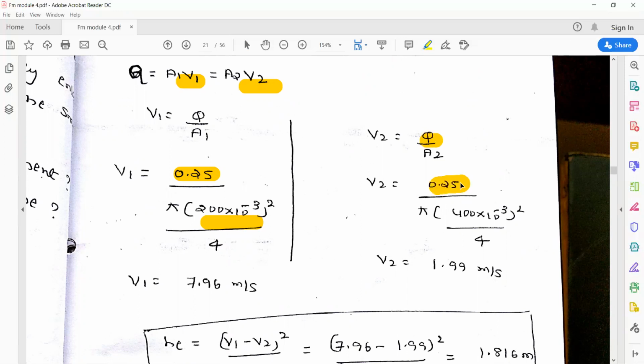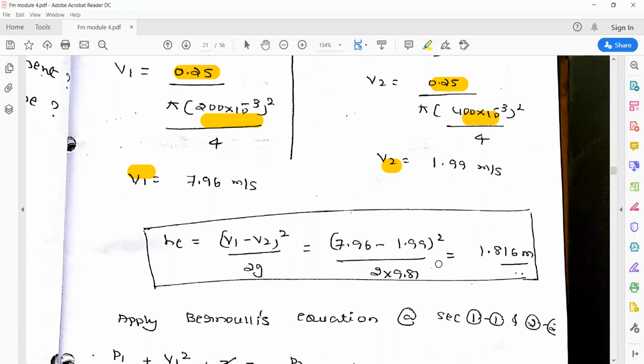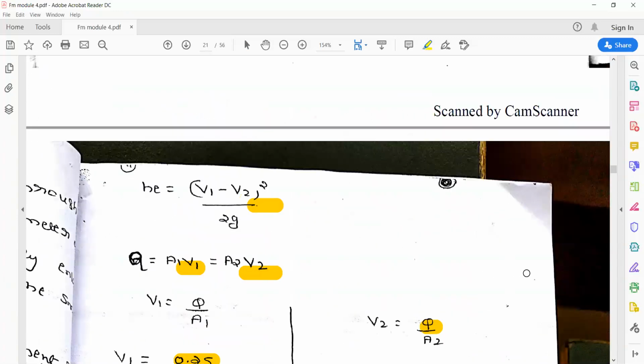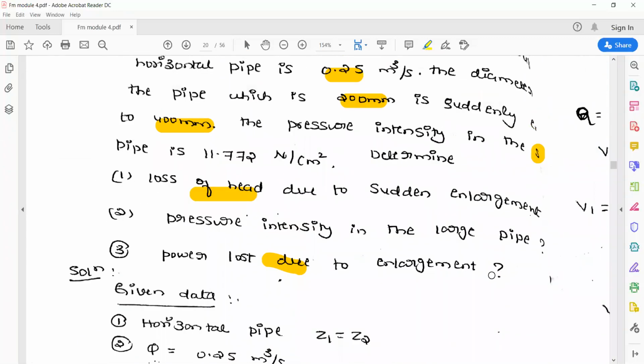Similarly, V2 also can be calculated. Q divided by A2. A2 is pi D2 square divided by 4. D2 value also they have given, 400 millimeter, 400 into 10 raised to minus 3 meter. If you substitute, you'll get the value of V2 and V1. So once you get the value of V1 and V2, you can substitute in the He formula. You'll get the value of He, that is 1.816 meter. Okay, so that is the first condition. So they have asked you to calculate the value of loss of head due to sudden enlargement, He.